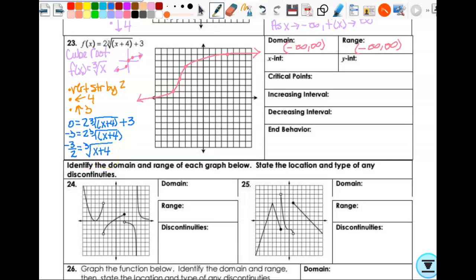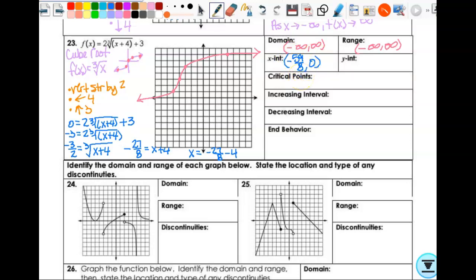In order to undo a cube root, I'm going to cube both sides. When you cube a fraction, it's super easy. You cube the numerator, you cube the denominator. When I cube a negative, it stays negative. 3 cubed is 3 times 3 is 9 times 3 is 27. 2 cubed is 8. That's equal to x plus 4. Then I subtract 4 from both sides. So x is equal to negative 27 over 8 minus 4. Once you do your fraction magic, you get negative 59 over 8. So it's negative 59 over 8, comma, 0.